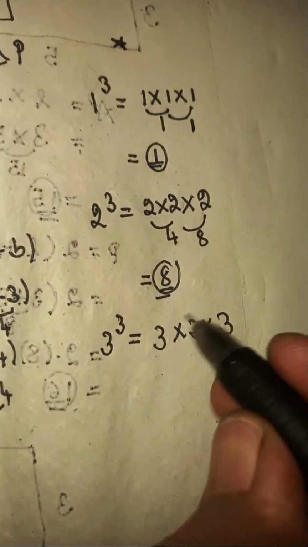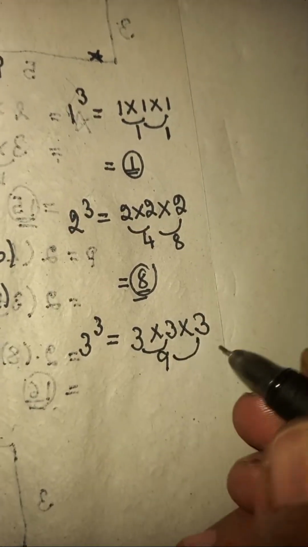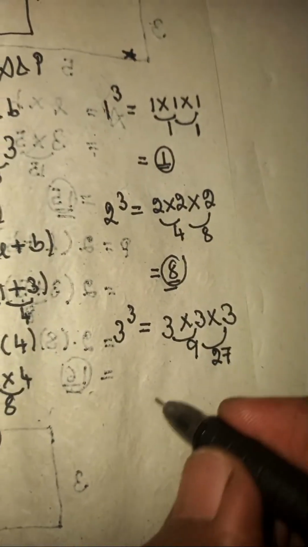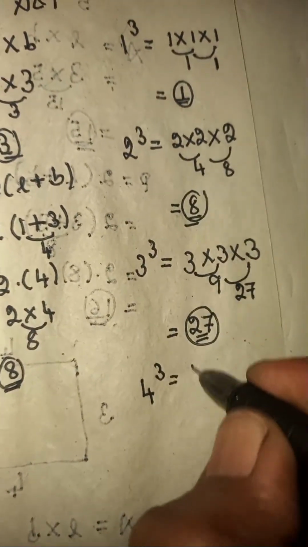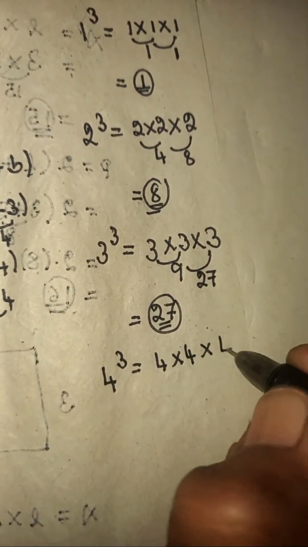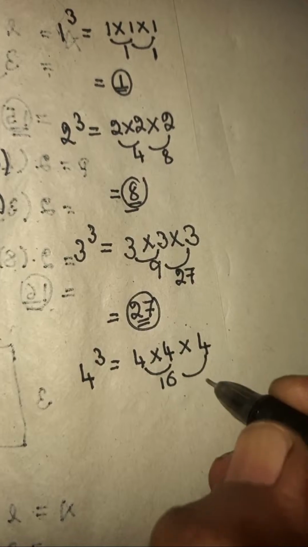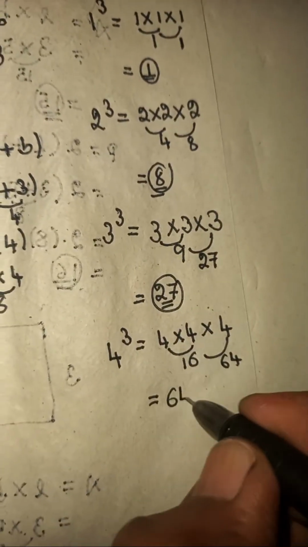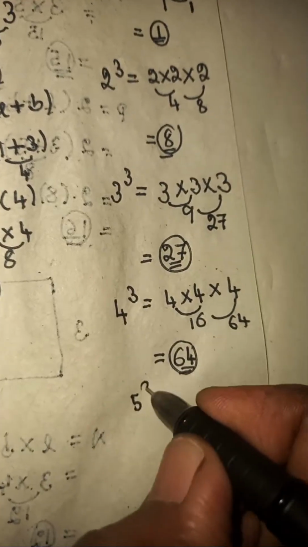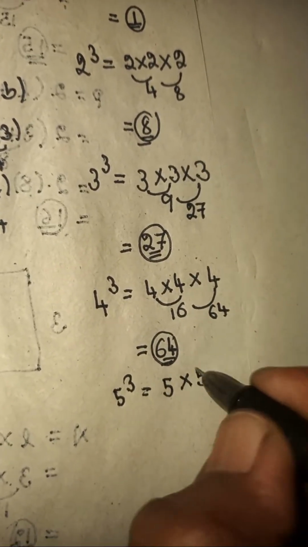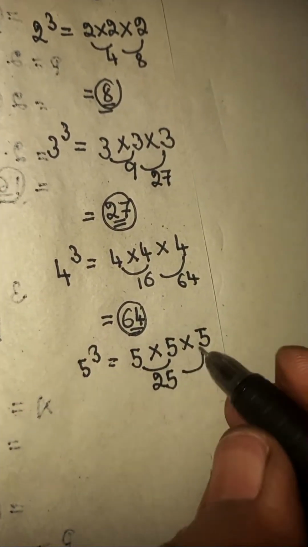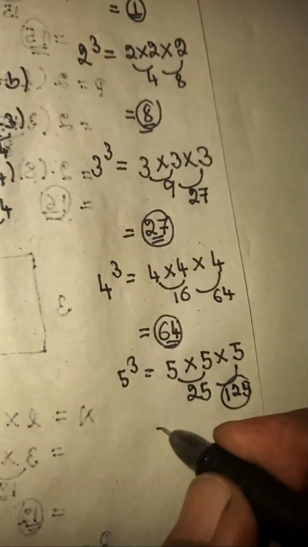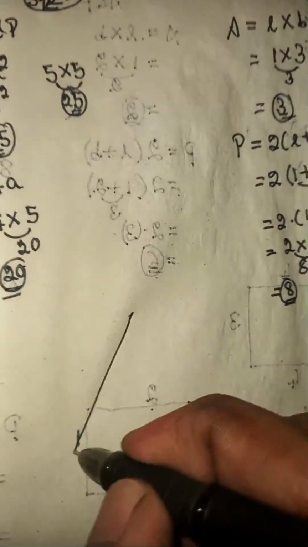It's just a warm-up exercise. 3 times 3 is 9, 9 times 3 is 27. It's going to be equal to 27. And 4 cube is 4 times 4 times 4. 4 times 4 is 16, 16 times 4 is 64. And 5 cube means you can write it as 5 times 5 times 5. 5 times 5 is 25, and 25 times 5 is 125. It is 125.